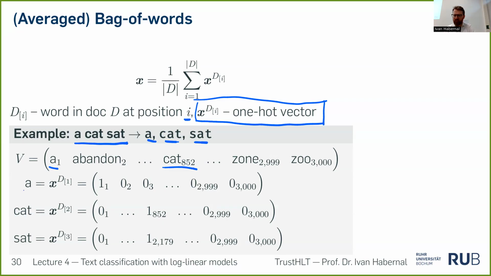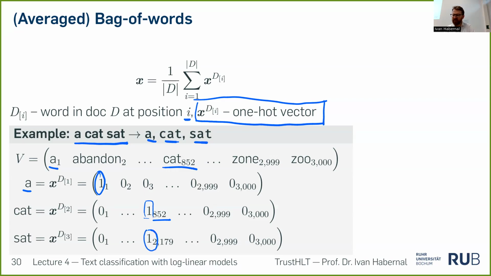So I'm going to look up the word A in the vocabulary, and I'm going to assign it value 1. So at position 1, because there was A, I put 1, and the rest will be zeros. Then the same for cat, which is everything zeros except for the position where cat is in my vocabulary. So it's 852. So there will be 1, and the rest will be 0. And the same for sat, maybe at position 2000 something.